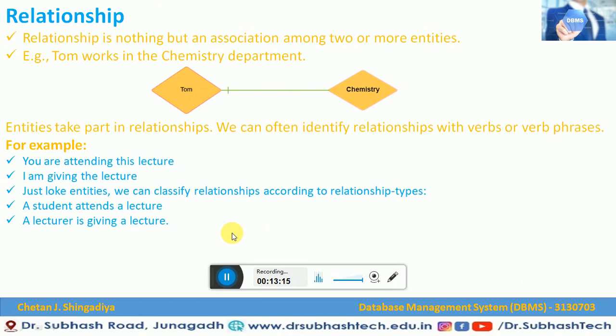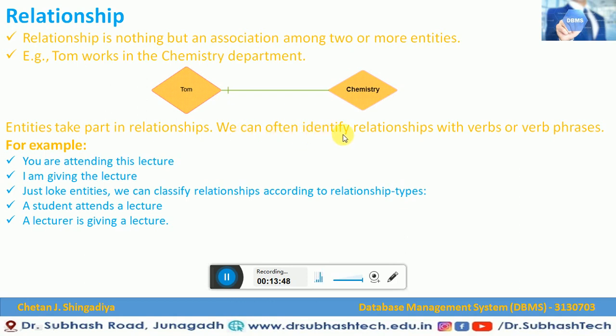Now let us understand what is relationship. A relationship is nothing but the association among two or more entities. What is that? It is an association between two or more entities. Now we know what is entities. Tom works in the chemistry department. Here you can see this relationship is represented this way. Tom works in the chemistry department. Entities take part in the relationship.